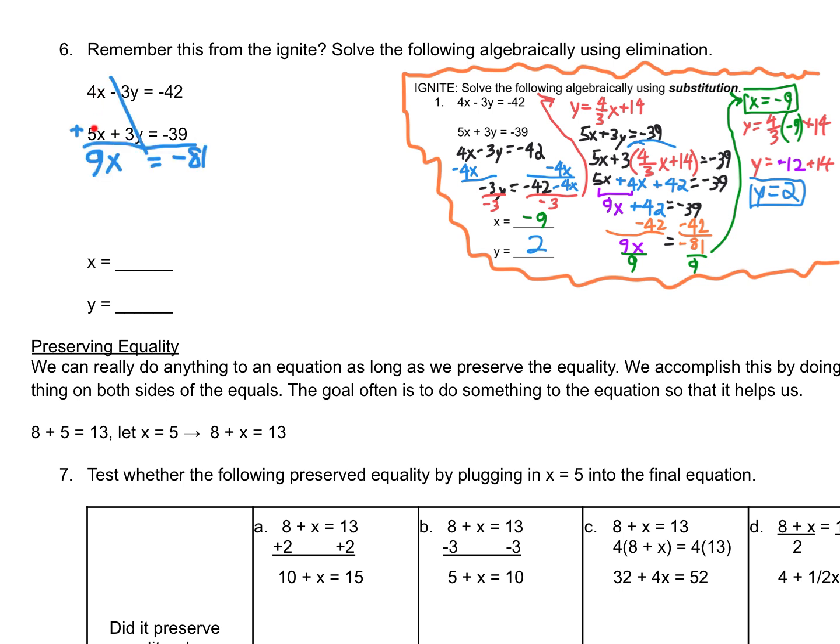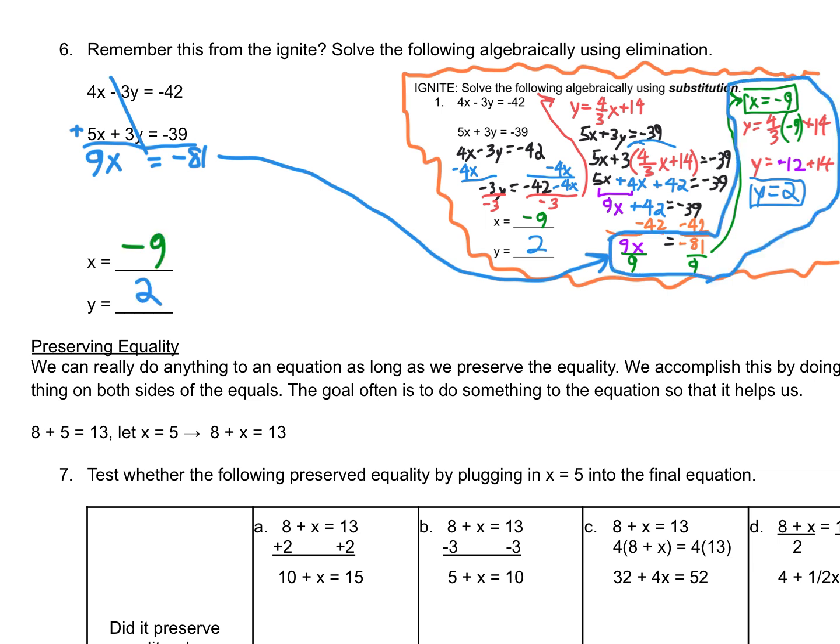And we add them together, we get 4x plus 5x is 9x, negative 3y plus 3y is 0y, negative 42 minus 39 is a negative 81. We are now actually right over here. This is now exactly the same process that we did before. But notice I skipped all of this upper part. All of this upper part was skipped. We jumped right to this step, and then from there following the rest.